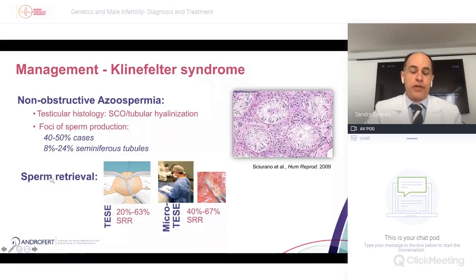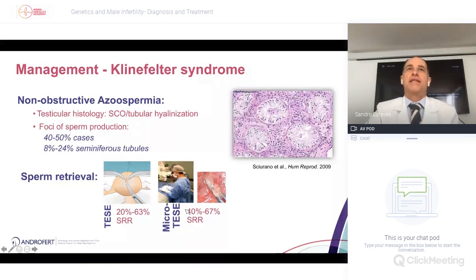In terms of sperm retrieval, if you go for the open biopsy without the microscope, the success rate will vary overall. I'm not talking about Klinefelter syndrome only, I'm talking about all patients with non-obstructive azoospermia, between 20 to 63%. But in Klinefelter syndrome patients, it will be a very low success rate if you just go for a single or multiple biopsy. The best results are achieved with micro-TESE. In this case, we might have up to 40% success rate in Klinefelter syndrome patients.